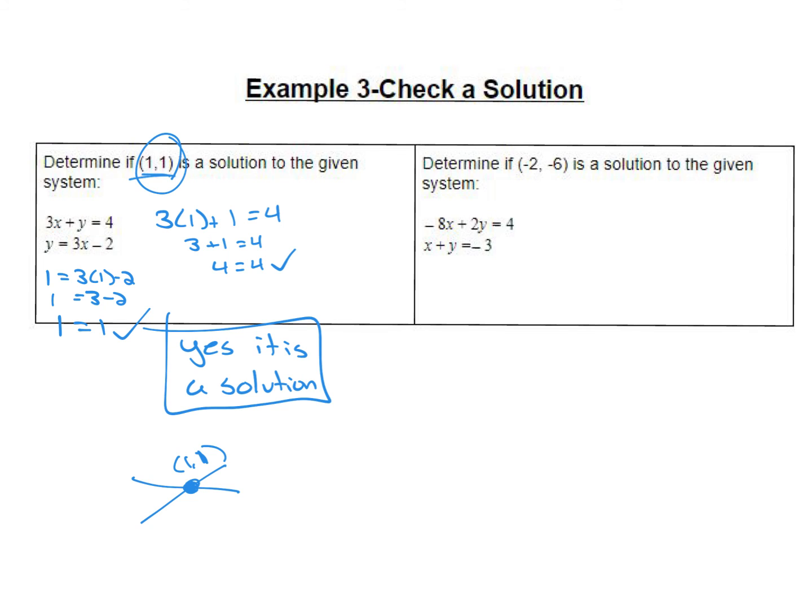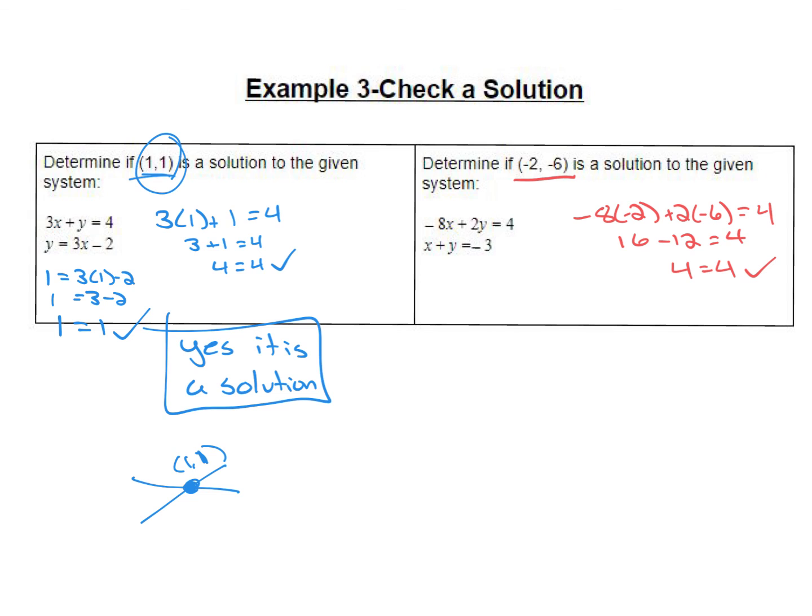The same thing applies if we're trying to test out (-2, 6). Now, a little bit harder to do, but let's just do that first one. Negative 8 times negative 2 plus 2 times 6, and that's going to equal 4. So take your time to check these out, or if you're using your calculator, that's going to be 16 minus 12. Does 4 equal 4? So that one's good.